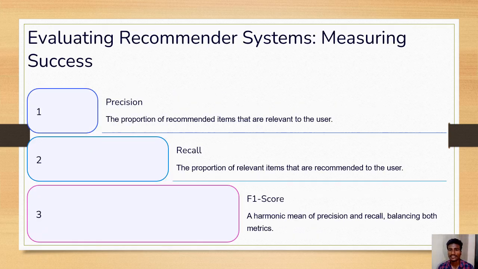Evaluating recommender systems, measuring success. Precision, the proportion of recommended items that are relevant to the user. Recall, the proportion of relevant items that are recommended to the user. F1 score, a harmonic mean of precision and recall, balancing both metrics.